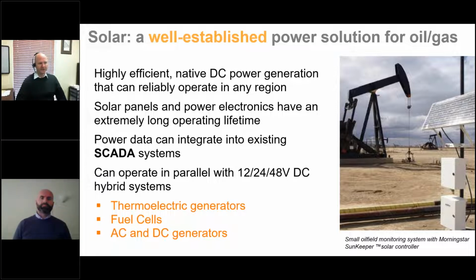The power data, as was mentioned earlier, can integrate into SCADA systems. Native Modbus capabilities, or sometimes SNMP, can be used to collect data from the power system. And they are typically operated at 12, 24, or 48 volts DC.